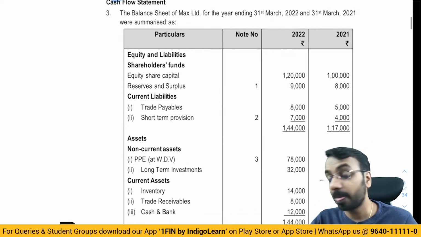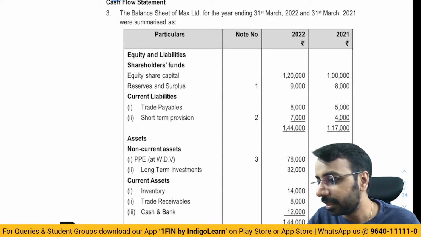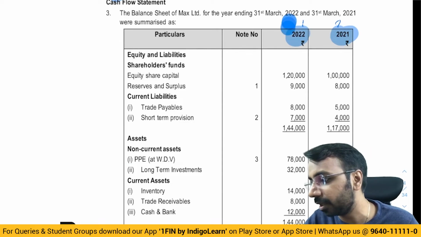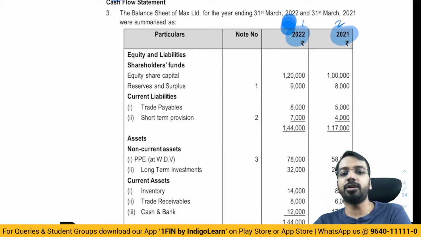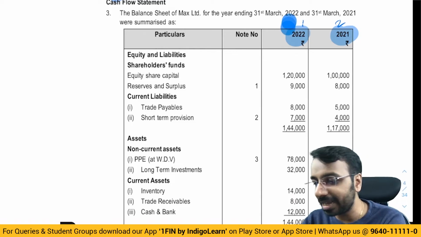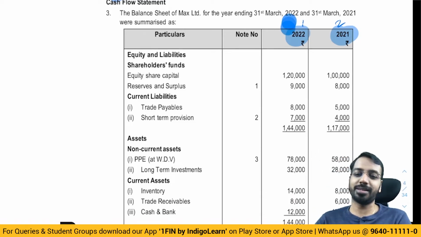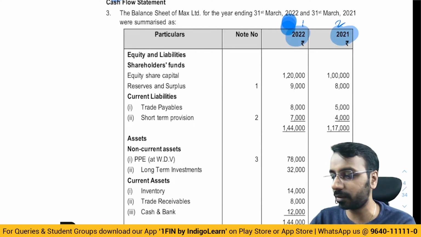Very important, I keep on reminding, be careful of the years. Sometimes they will say year 1 here and year 2 here, sometimes 21 here, 22 there. So please be careful of the notes that you have seen, right? As you read the question of a cash flow statement, try to figure out if there is any movement, any adjustment that is needed. So let's have a look at the question.